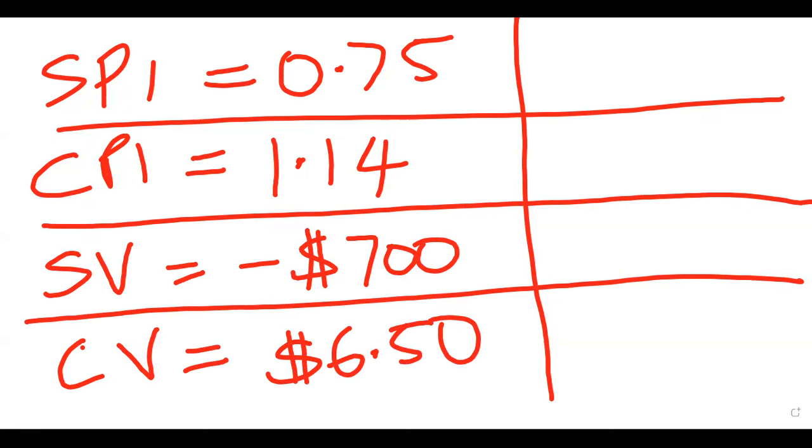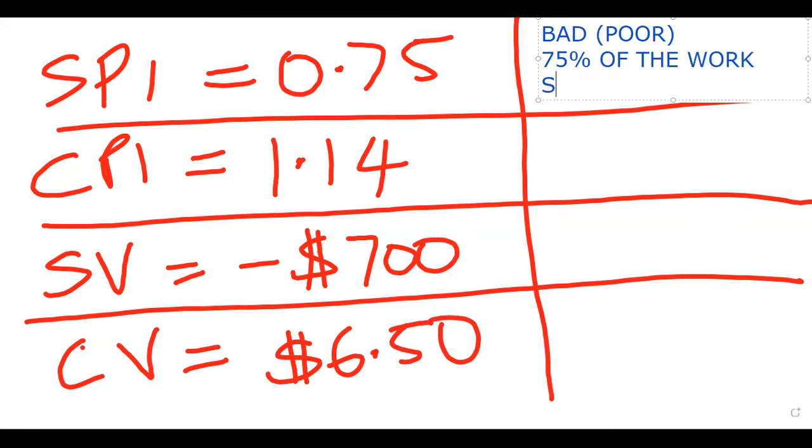All right, if you need more time, hit the pause button, and I'm going to explain these, and we're going to wrap this up. Okay, so this is what it means. For the very first one, this is bad, right? Poor performance. And what this means is you're only getting 75% of the work scheduled. 75% of the work scheduled was done.